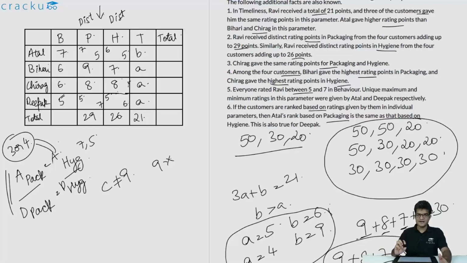Now based on this, we can actually calculate the total scores of each one of them. The total scores of Bihari, for example, is 6 plus 9 plus 7 plus A. That is 22 plus A.